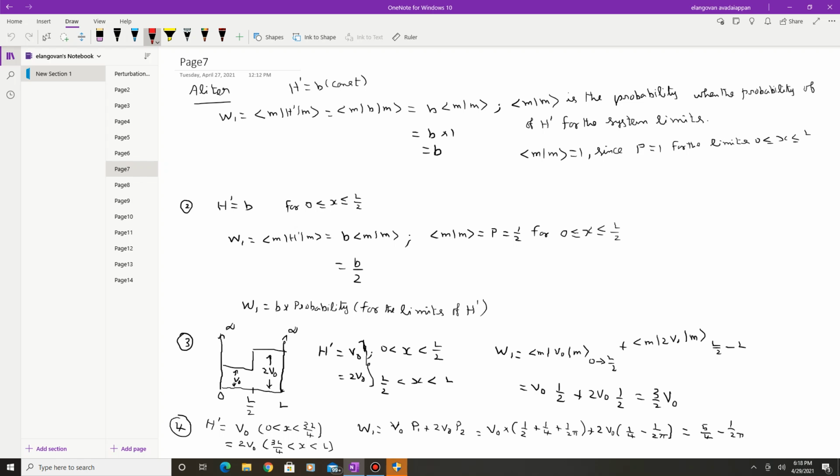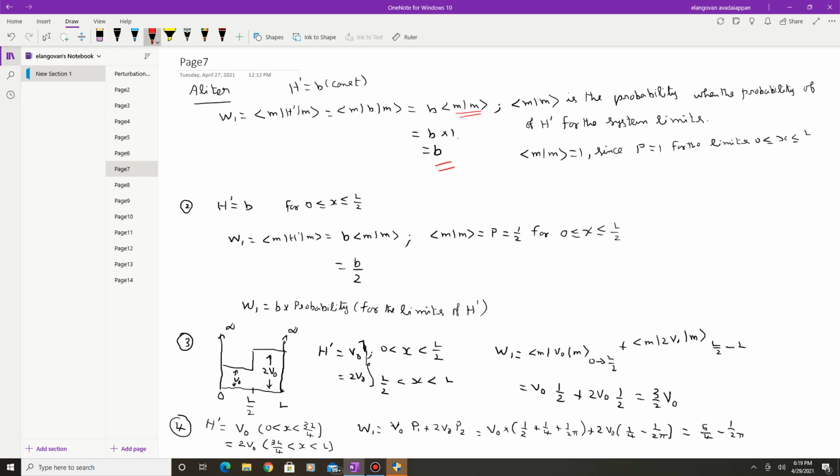This can be done the other way also, because in m h prime m, you substitute h prime equal to b. Since b is not an operator, it is a constant that can be taken outside. So b times m m, and m m is equal to 1, because they are orthonormal functions. So b into 1. You can use either the integral representation or the Dirac notation. If you use Dirac notation, you can do it very easily.